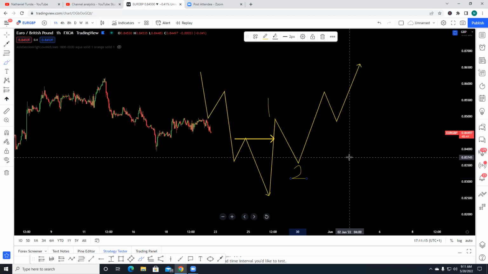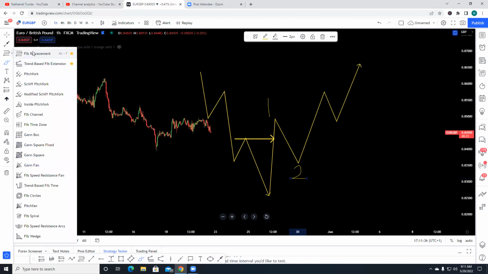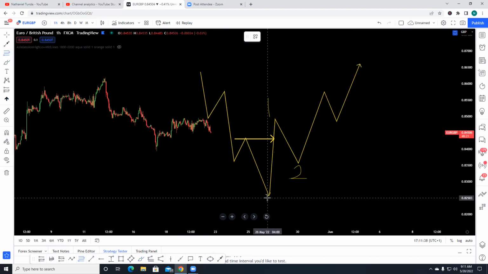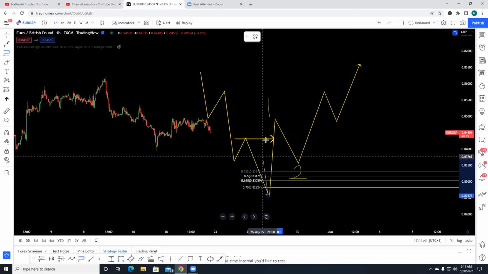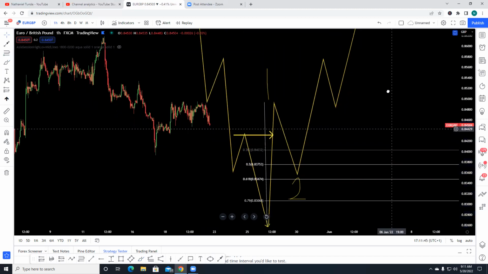Are you okay now? It's wave 2. Now, wave 2 can retrace to any Fib level, such as 38%, 50%, 61.8%, or even 78% retracement. It can retrace to any level of retracement. You grab your Fib tool, Fib retracement. If you put it at the beginning of wave 1 and drop it at the end of wave 1, you want to see the levels of retracement.